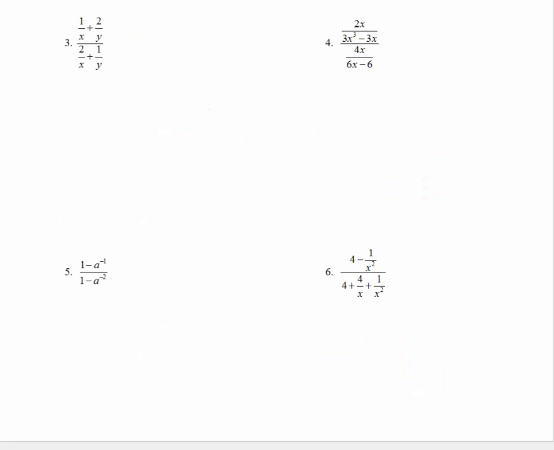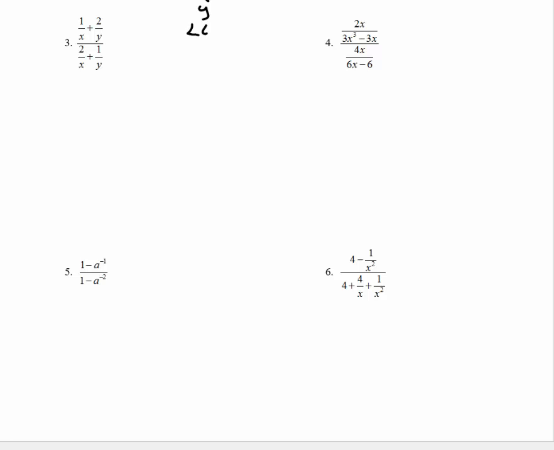So number 3, 1 over x plus 2 over y all over 2 over x plus 1 over y. We see that we have multiple fractions over multiple fractions, so we need to find our LCD. So our denominators are x and y, and another x and a y.